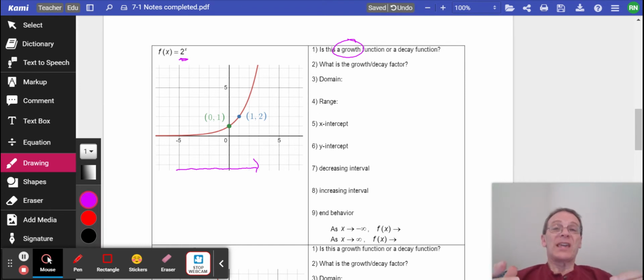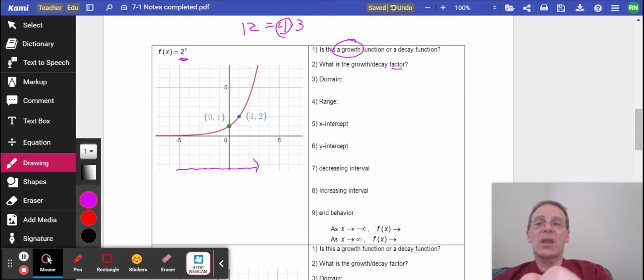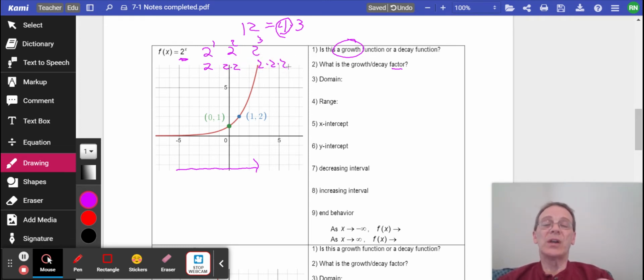Okay, what is the growth or decay factor? This word, factor: if we're talking about factors of 12, we're asking what are things that multiply together to give you 12? A factor is something that is multiplied by other things. Well, if we're talking about f of x being 2 to the x, if we put in 1 for x, that's 2 to the first. If we put in 2 for x, that's 2 squared. If we put in 3 for x, that's 2 cubed. And another way of writing all of those values: 2 to the first is just 2, 2 squared is 2 times 2, 2 cubed is 2 times 2 times 2. You can see what we're doing here.